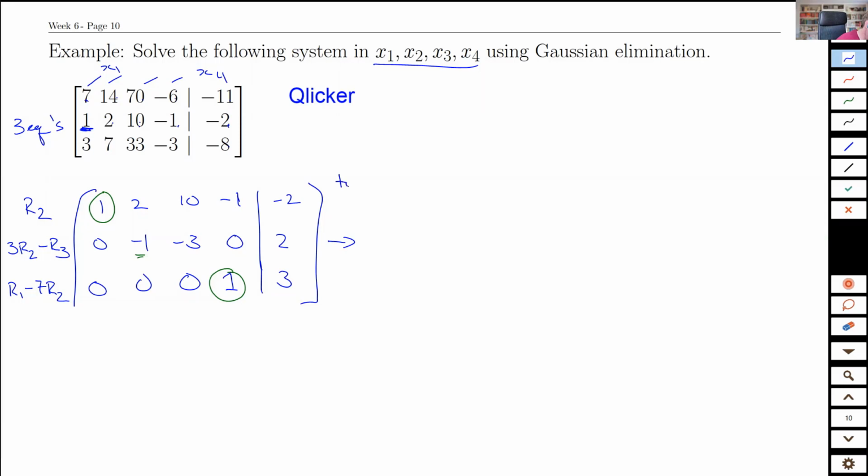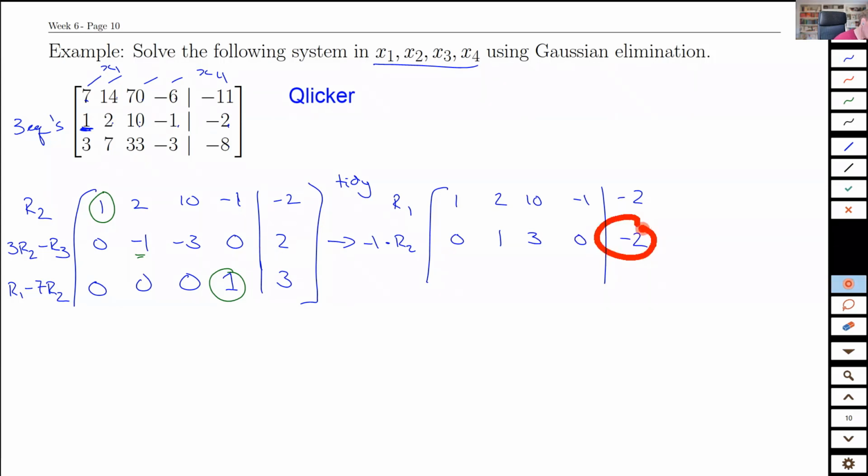I'm just going to do a tidying around though here, where I'm going to keep row 1 from the last one: 1, 2, 10, minus 1, minus 2. And then I'm going to multiply this by minus 1 to make the leading one positive. That's all that really matters. I just have to be careful. It was a positive 2, now it's a negative 2 on the right-hand side. And the bottom row is fine as is.